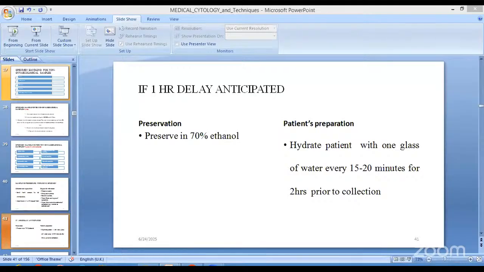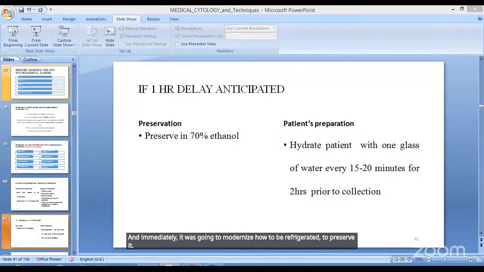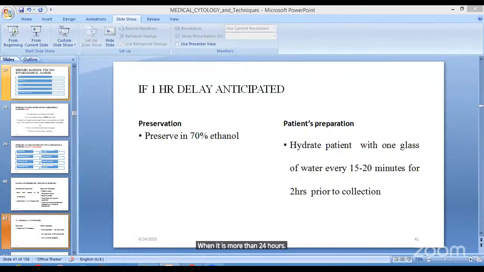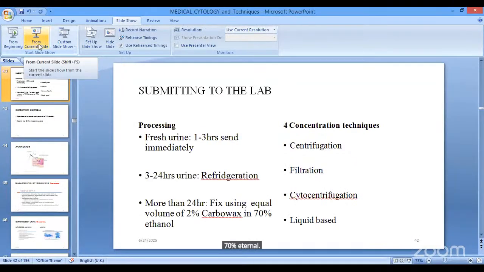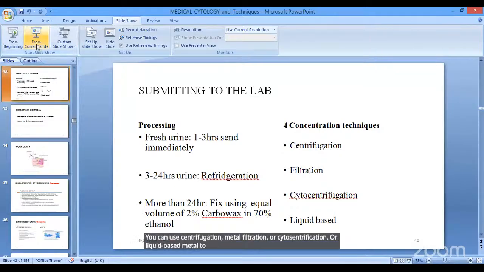How do you process it? Fresh urine shouldn't last more than 1 to 3 hours. Immediately, if it's going to be more than that, it has to be refrigerated to preserve it. When it is more than 24 hours, it has to be fixed using equal volume of 2% Carbowax and 70% ethanol. It should be centrifuged to concentrate it. You can use the centrifugation method, filtration, cytocentrifugation, or liquid-based method to process the urine.